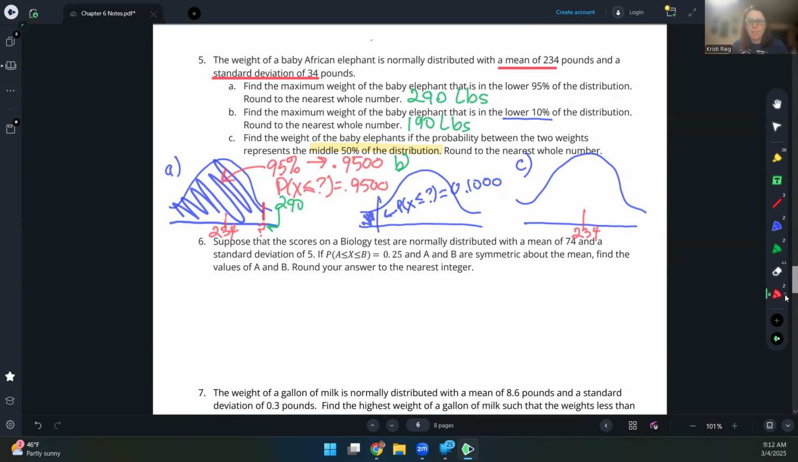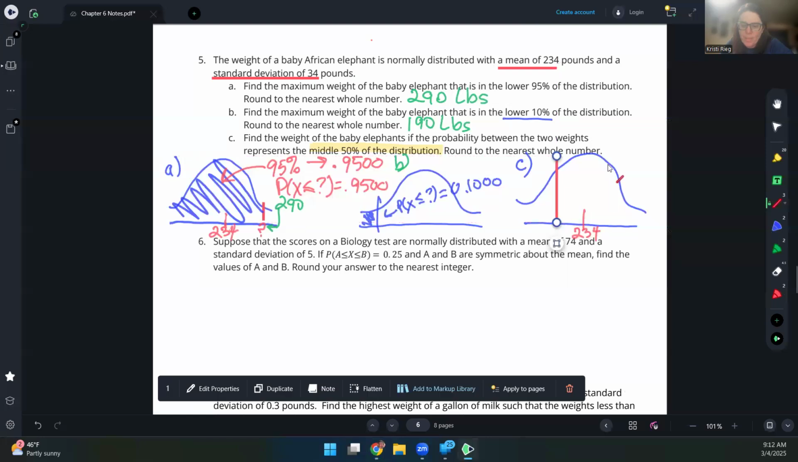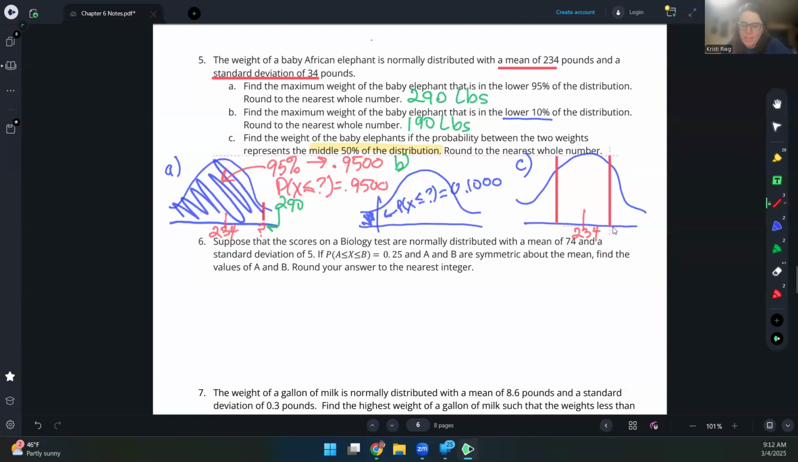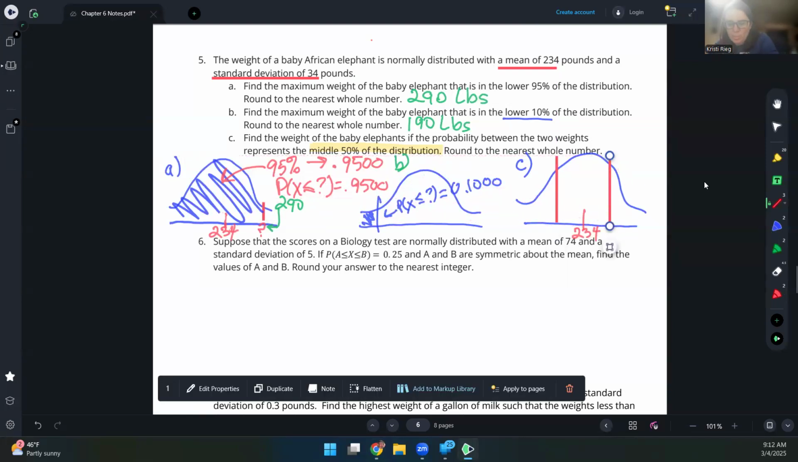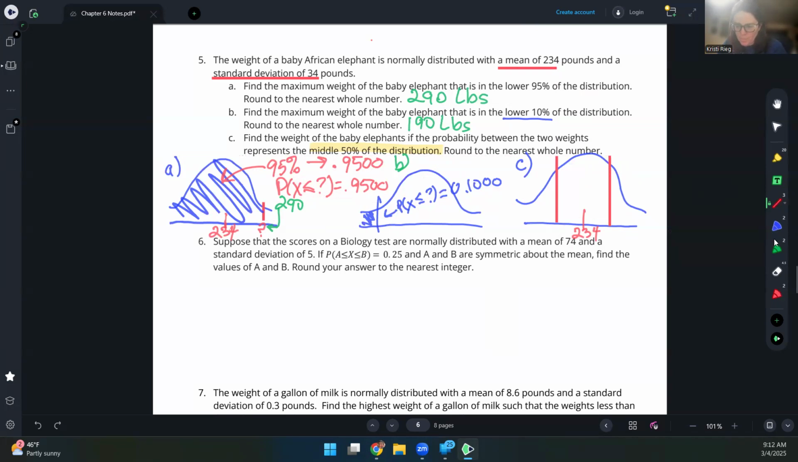Okay, the middle 50%. Now the middle, this line right here, actually is 50% because remember the mean, the median, and the mode are all equal for a normal distribution, but that's not what this question is asking for. What this question is asking for is the two numbers that cut this so that this middle part is 50%.